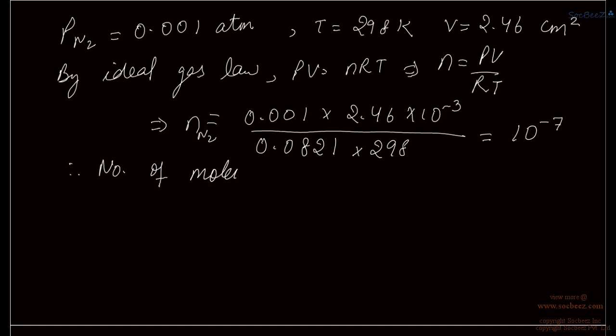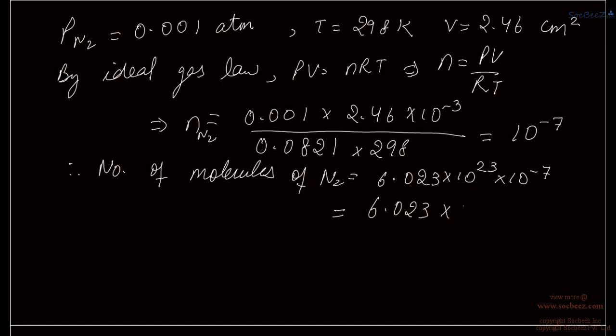So therefore the number of molecules of nitrogen equals 6.023 into 10 raised to the power 23 into 10 raised to the power minus 7. So from here it comes out to be 6.023 into 10 raised to the power 16, the number of molecules of nitrogen gas. Okay.